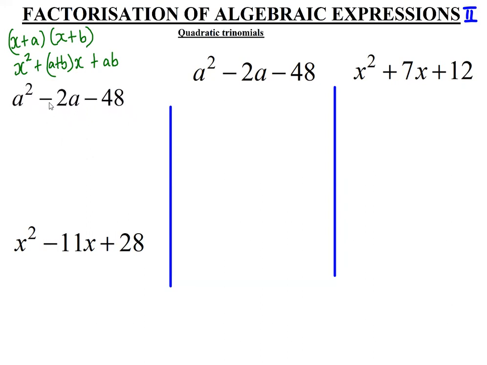We have a squared minus 2a minus 48. What we need to check first is: what are the factors of 48? Those factors of 48, if we add them, we must get -2, and if we multiply them, we get 48. So we need to be very careful there. What are the factors of 48?